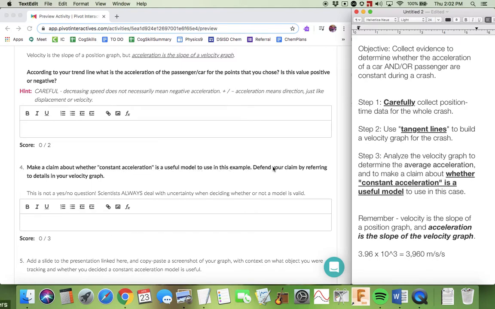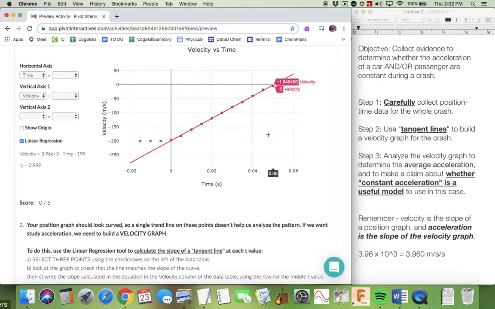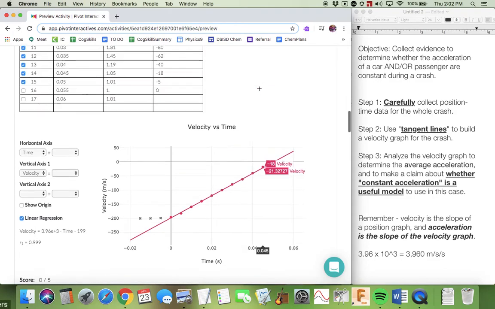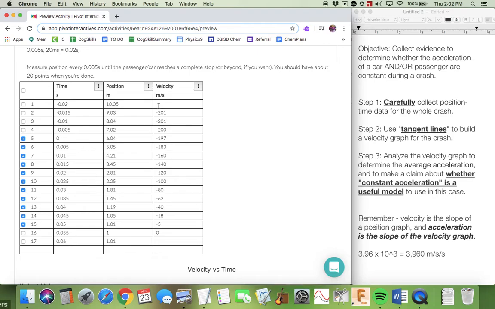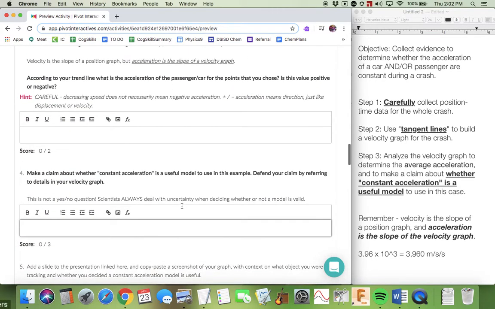Last question here, make a claim about whether constant acceleration is a useful model to use in this example. Defend your claim by referring to details in your velocity graph. I would definitely say for my made-up example, constant acceleration is a useful model. The trend line goes through the points quite beautifully. If I look, is there a pattern in the velocity? It looks like the velocity is decreasing in magnitude by 20 meters per second approximately each row in the data table. So yeah, that makes me think that this is an example of constant acceleration, but yours might not be.